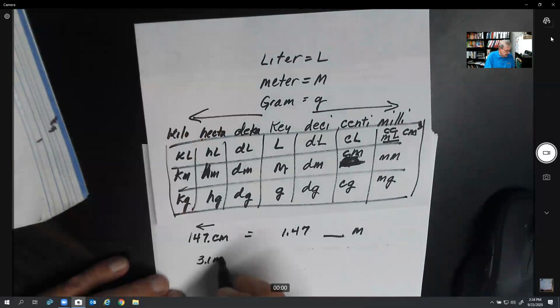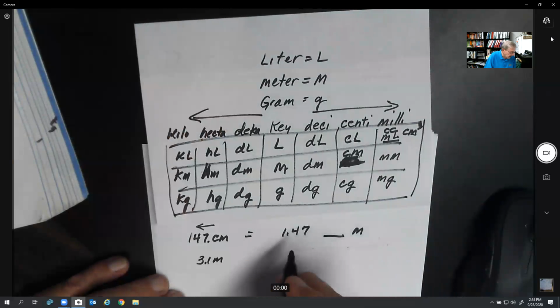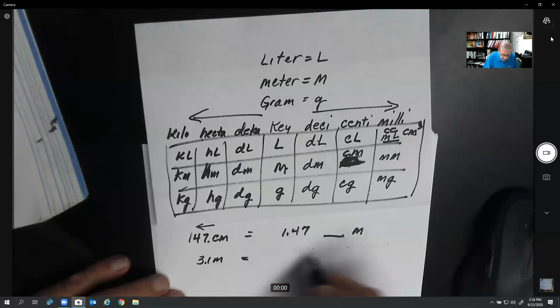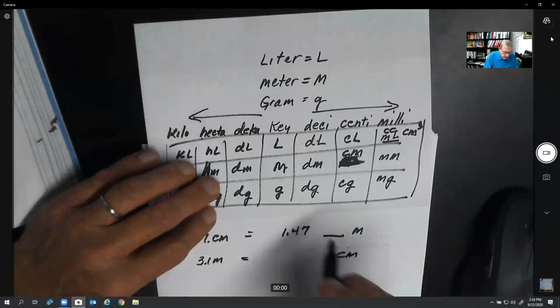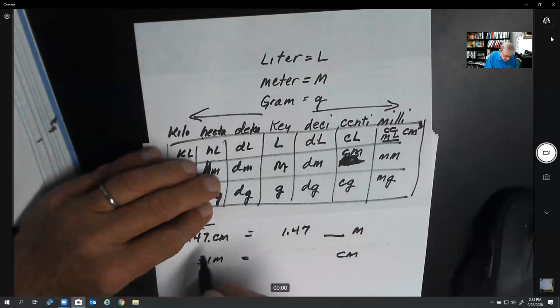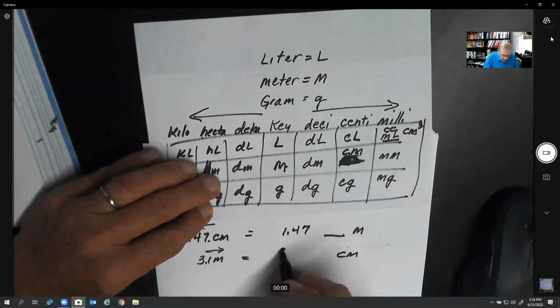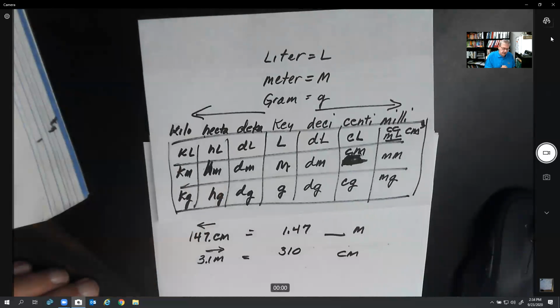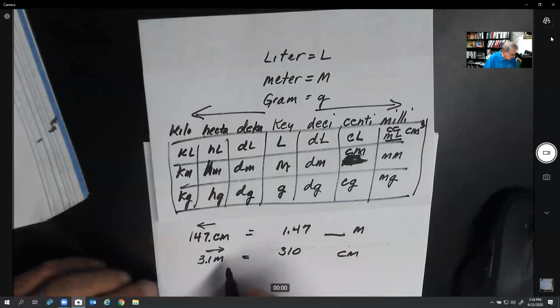3.1 meters is equal to how many centimeters? 3.1, I'm going to move 2 places to get the centimeters, to the right. So I'm going to move 2 places to the right, 310 centimeters. Let's try another one here.